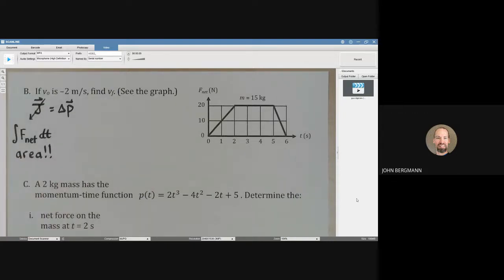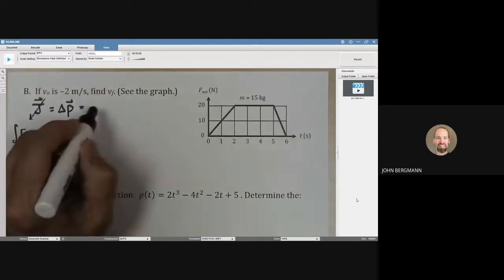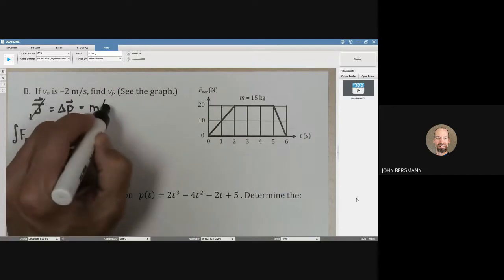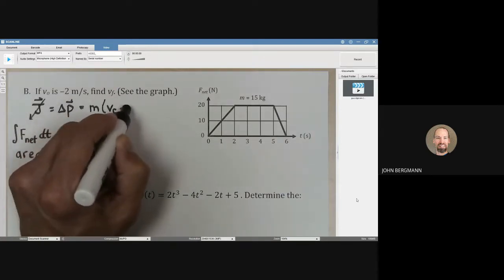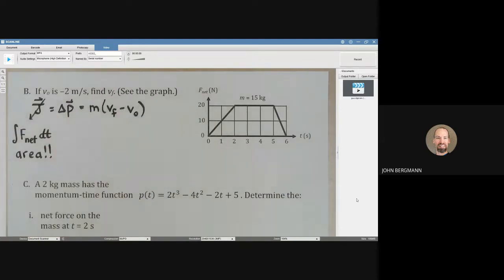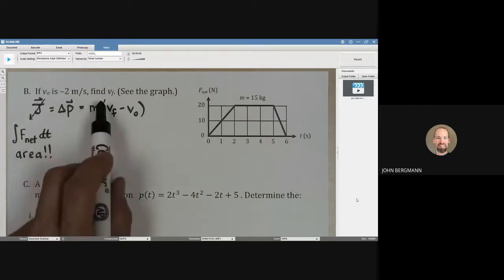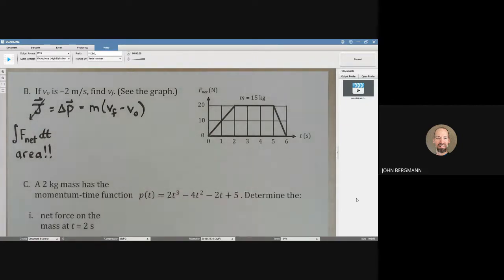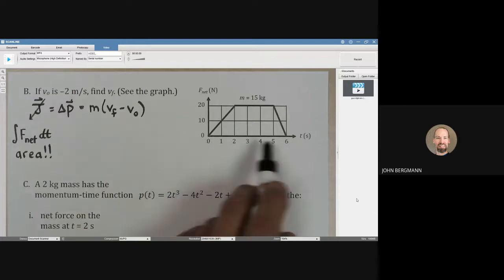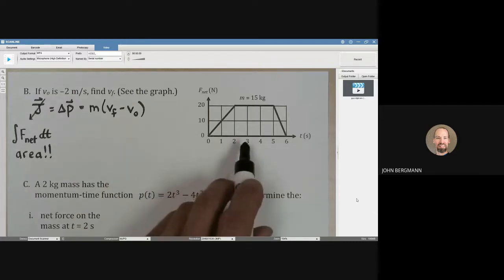And then what's this right side going to be? The right side is going to be the change in momentum, which is the mass times the quantity VF minus the initial. Let's see if we can do that. Find VF. We're assuming we have the whole time here. We're not told otherwise, so we're going to go all the way to 6 seconds. So let's find the area under here.